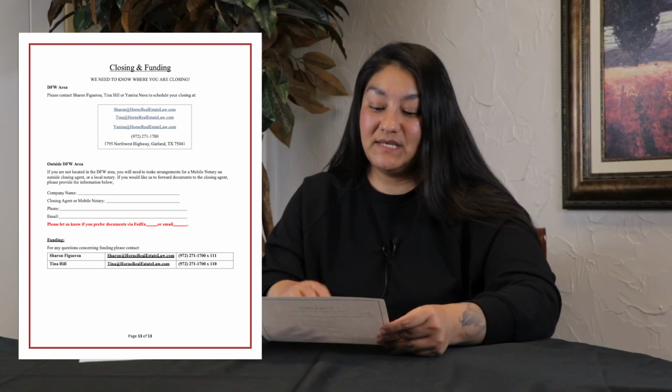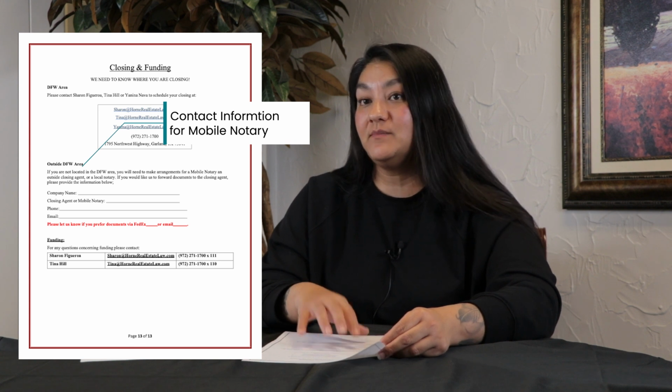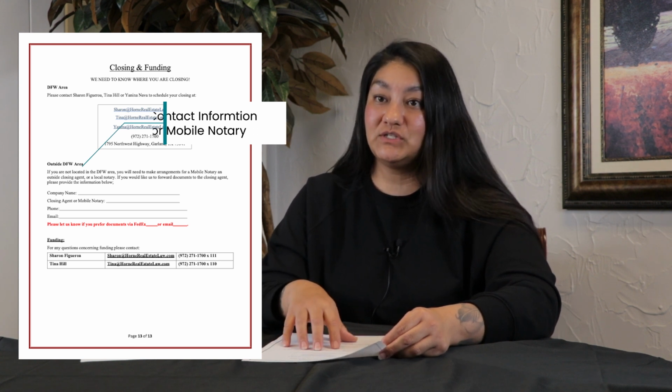Lastly, on page 13, we go over the closing and funding portion of the process and procedure form, which gives you the contact information for closing. Again, it does reference that if a mobile notary is needed and you have their contact information, you can fill it out ahead of time so we know who to send the closing documents to.